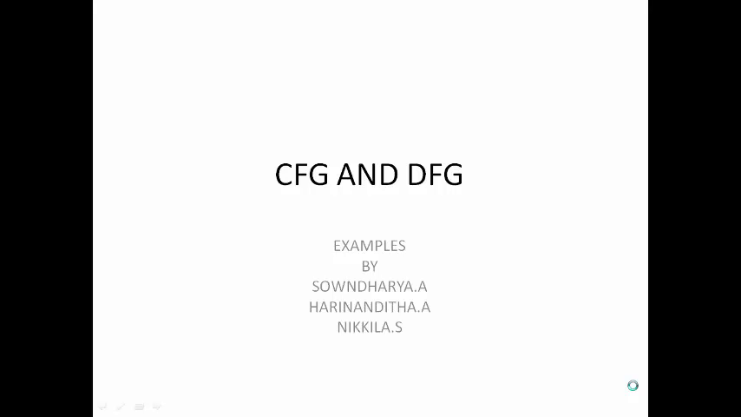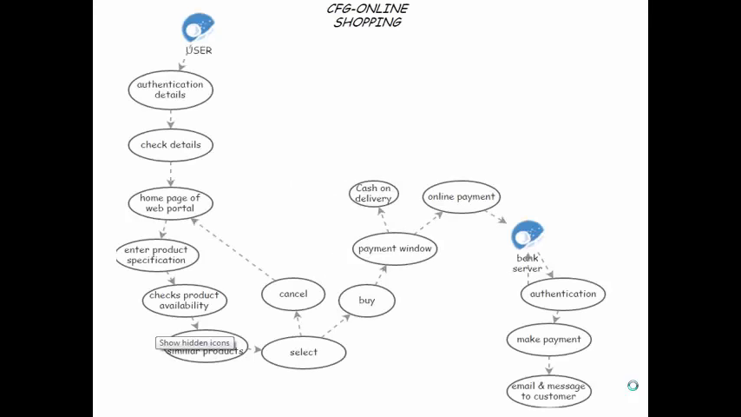Some of the examples of CFG and DFG. The first one we are going to see is online shopping. The online shopping in the control flow graph. Here first the user will be there and the user authentication detail will be given.